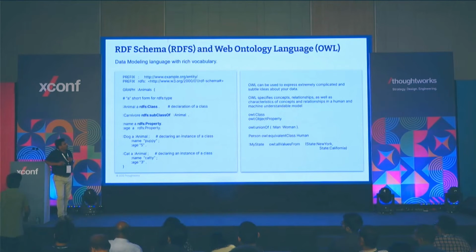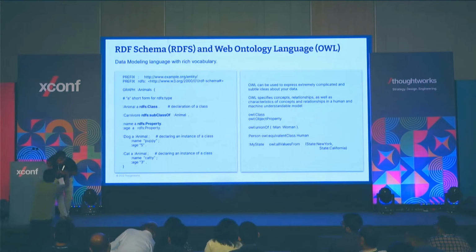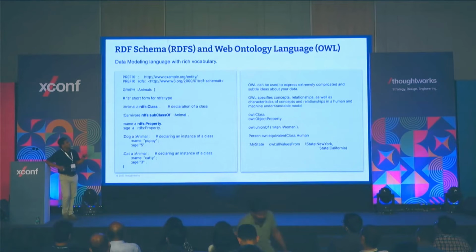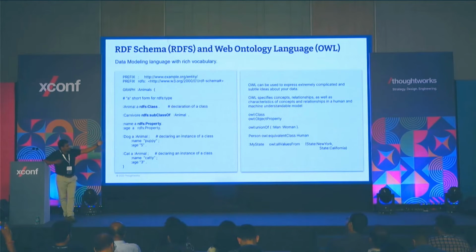Yeah. So OWL gives you some more extra rich vocabulary using which you can, if you want to give some restriction in the model. Say, if you look at the last line there, person is equivalent class of human, right? So if you want to write 2 classes in RDFS and define that those 2 classes are equal, like person is equivalent to human, such restrictions, such equality, you can define using the OWL language.